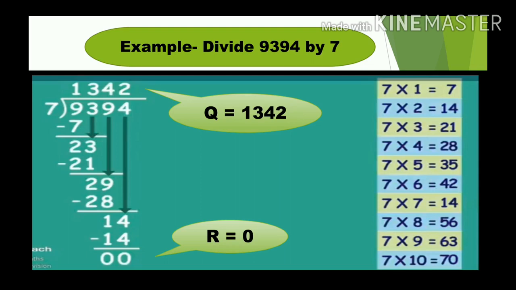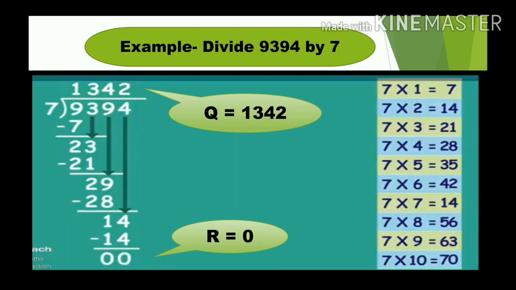Now again count the table of 7. Here you can see 7 4s are 28, and 28 is less than 29, so it will be subtracted. So we'll take 28. After subtracting 28 from 29, we get 1. And again here 4 is left, so we'll write down 4. So it will become 14.